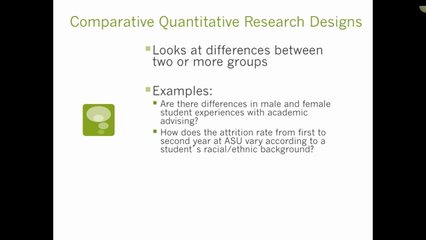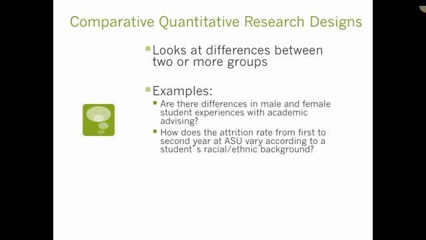And then another question could be, how does the attrition rate from first to second year at ASU vary according to students' racial or ethnic background? So here we were just comparing males to females, but here maybe we'll be comparing white students to African American students, to Asian students, to Latino students, something like that. So just comparing to see if there are differences between groups.